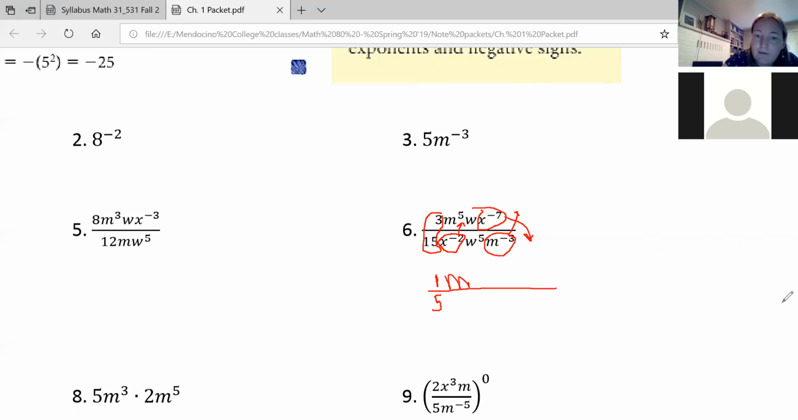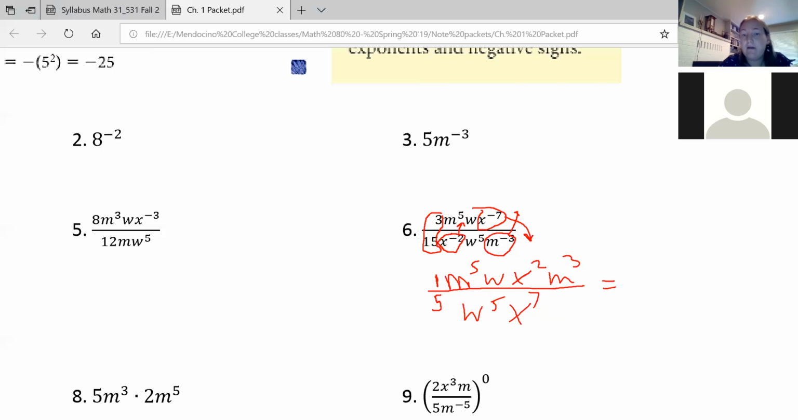Let me see if I can use my finger a little bit better. W. We're going to also have x to the 2nd, because by bringing it up, we made it positive, and m to the 3rd. Again, by bringing it up, we made it positive. And then on the denominator side, we still have w to the 5th, and we're going to bring down the x to the 7th. So now at least it's all positives.